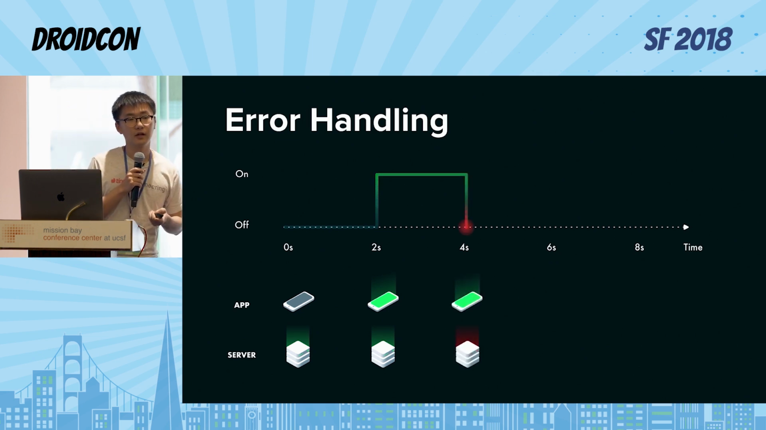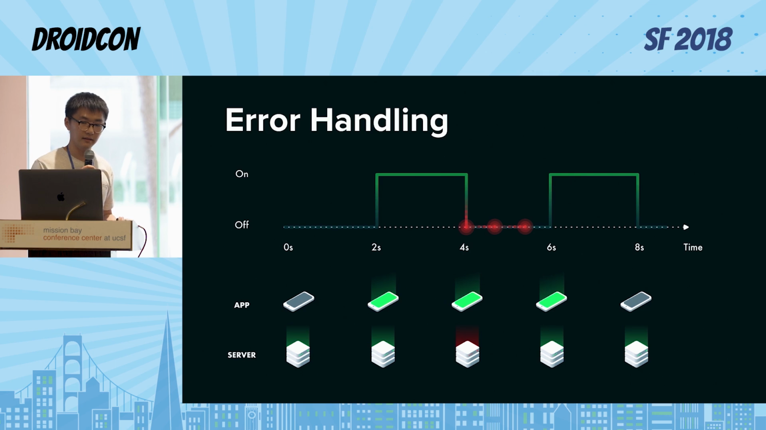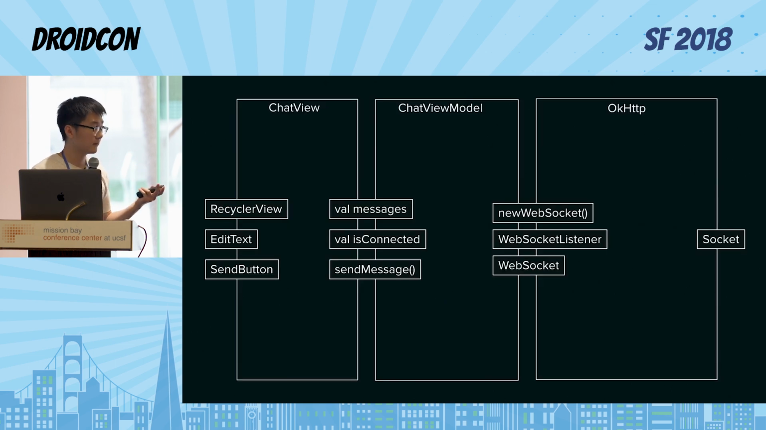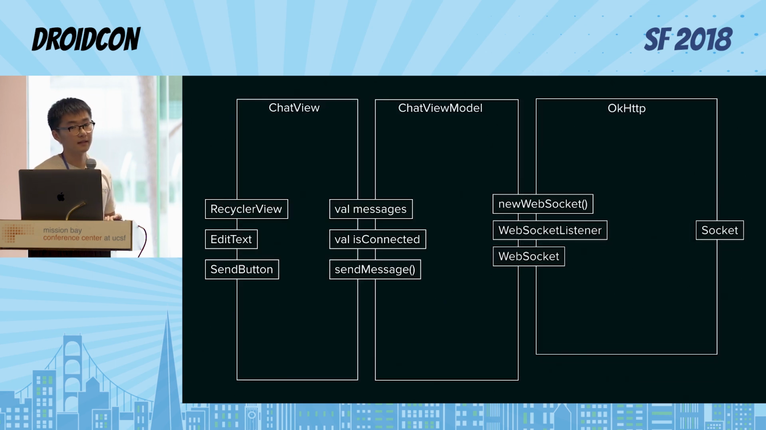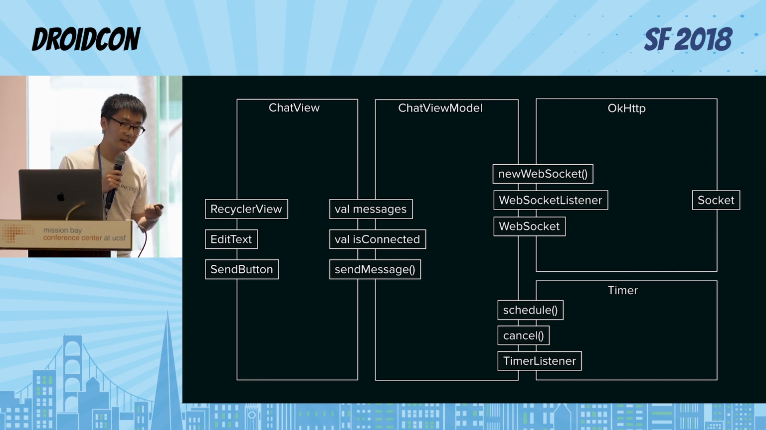However, the server crashes for the 4th second. What should we do? The client should, because the user is in the app, retry the connection again and again until the server is back on. Right? In order to implement this retry logic, we need a timer. The timer has a simple API.